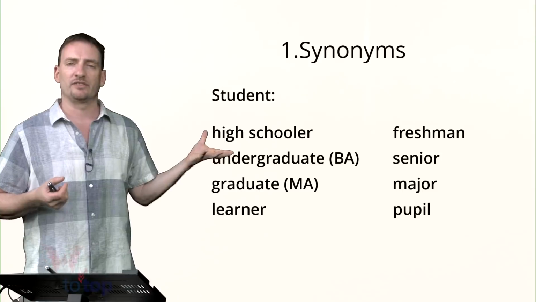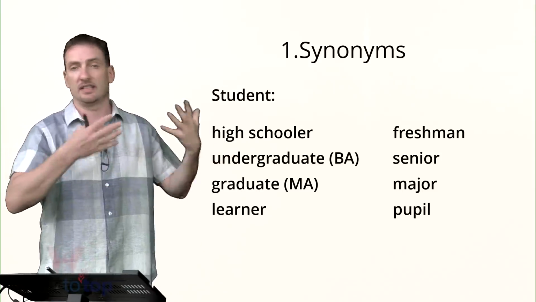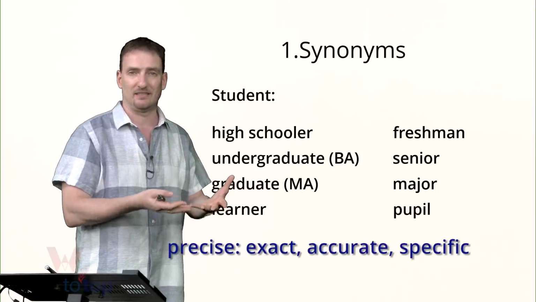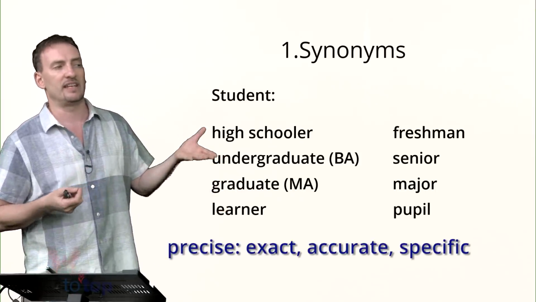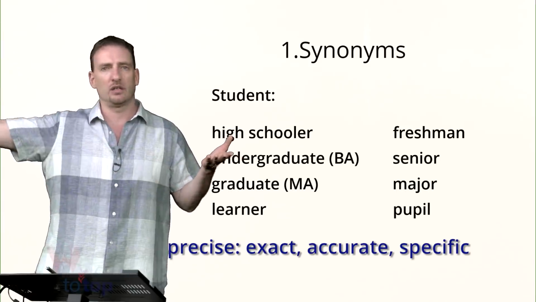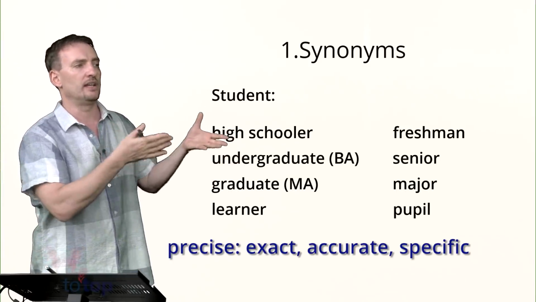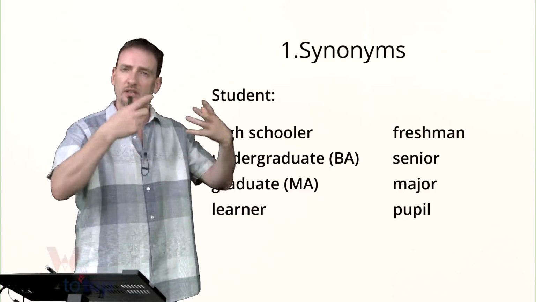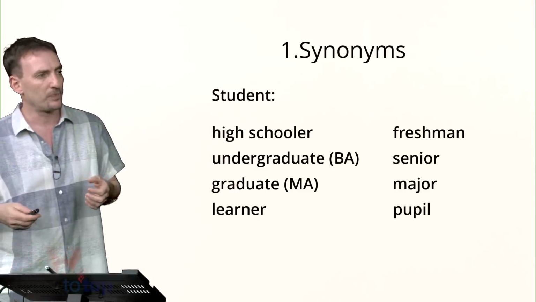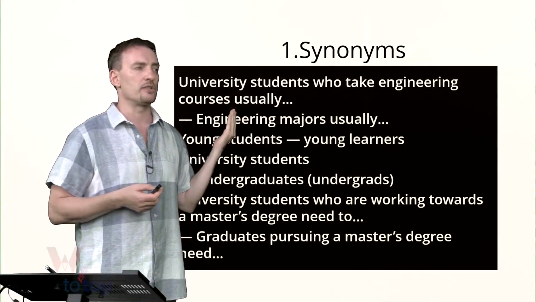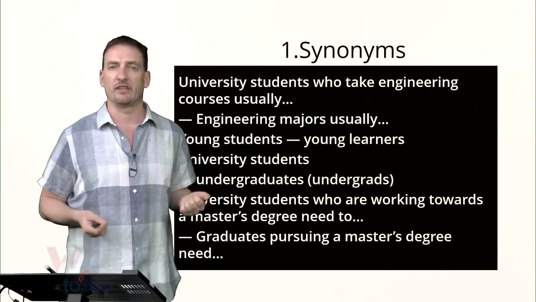What these other ones do is they let you say student in a different way, but they also let you be more precise with your language. Instead of just saying student, which could be kindergarten, college, community center, you're saying an undergraduate. You're very specific about the type of student, the context, etc. So, university students who take engineering courses usually do this or that, right?